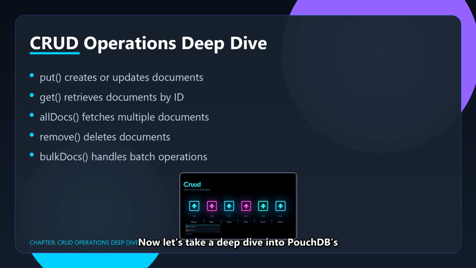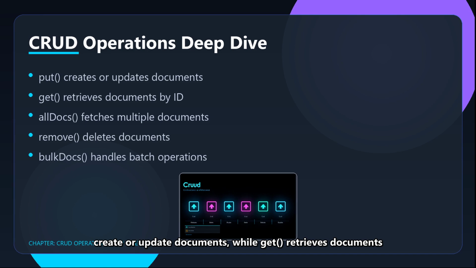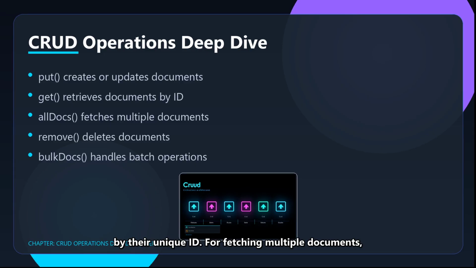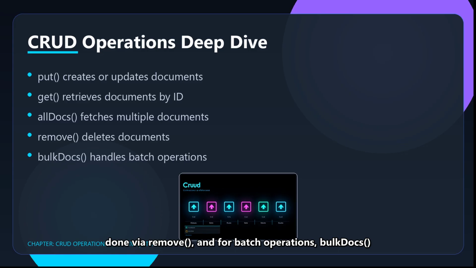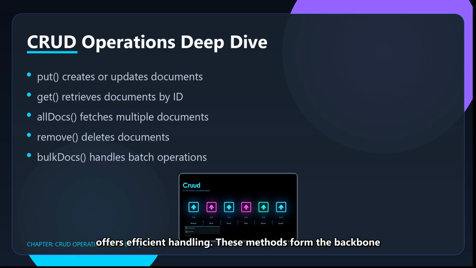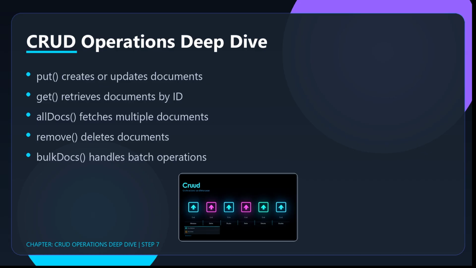Now let's take a deep dive into PouchDB's CRUD operations. The put method is used to create or update documents, while get retrieves documents by their unique ID. For fetching multiple documents, allDocs is your go-to method. Removing documents is done via remove, and for batch operations, bulkDocs offers efficient handling. These methods form the backbone of most PouchDB applications.